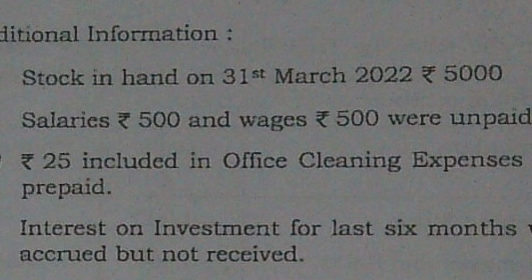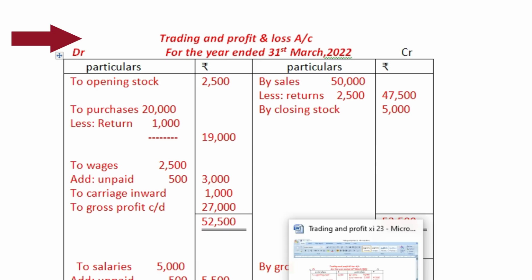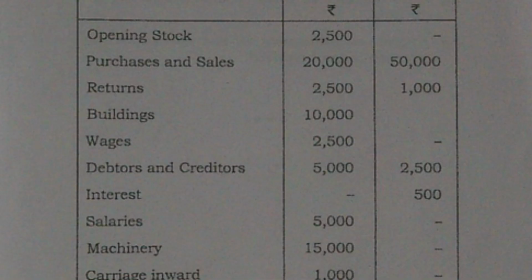Now I will show you the solution. This is the solution, how the trading account and profit and loss account are prepared. First, this one is your opening stock. It is given in the question. I will show you where you will get the opening stock. This is the opening stock, 2,500.